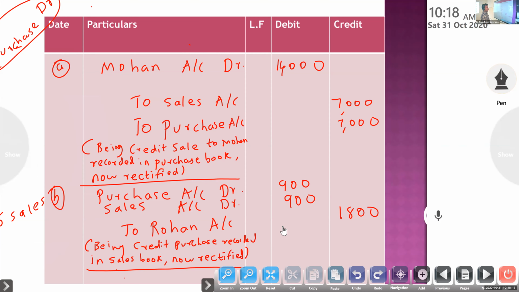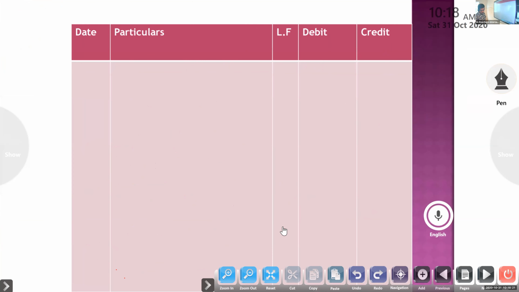Okay. Now next one. Goods returned to Ragesh. Goods returned to Ragesh means we returned goods. So purchase goods returned. Purchase return was recorded in the sales return book. Journal entry: goods returned to Ragesh.